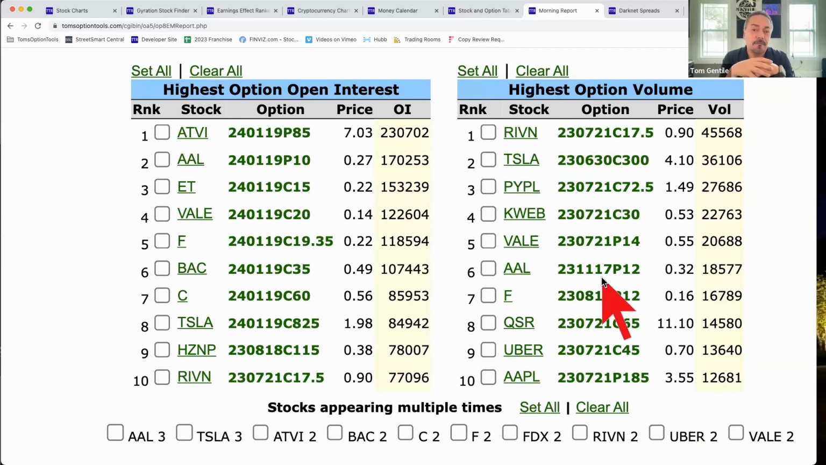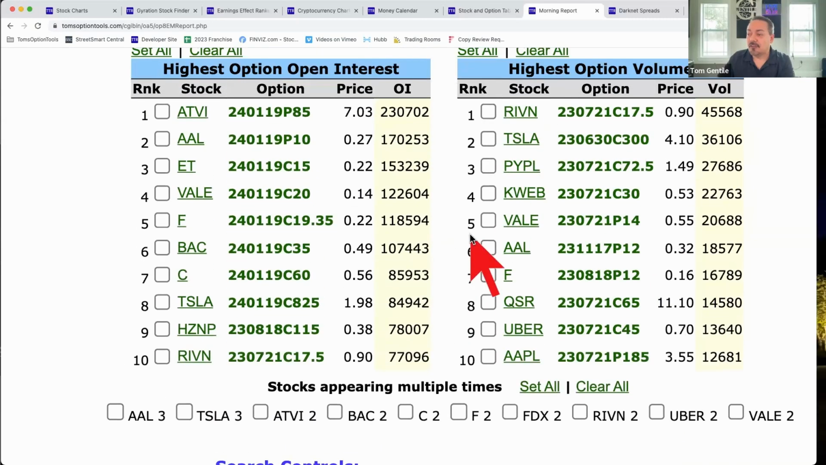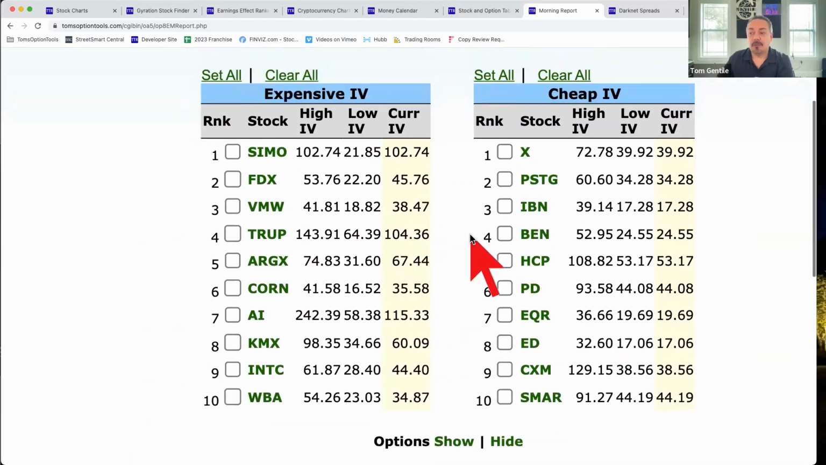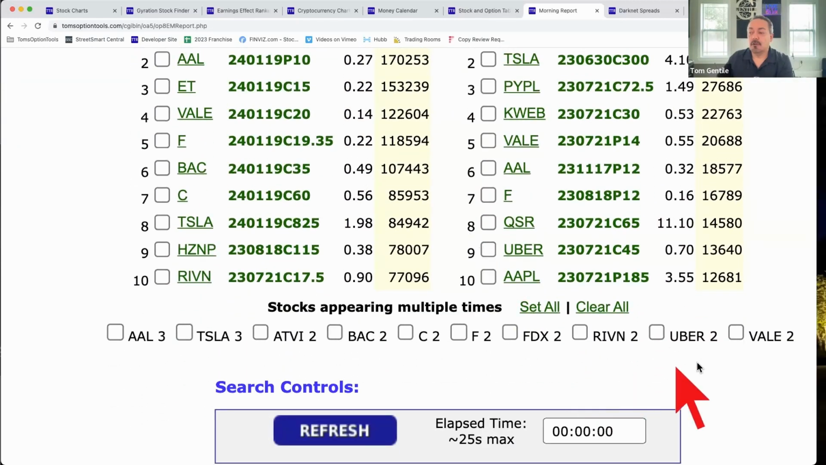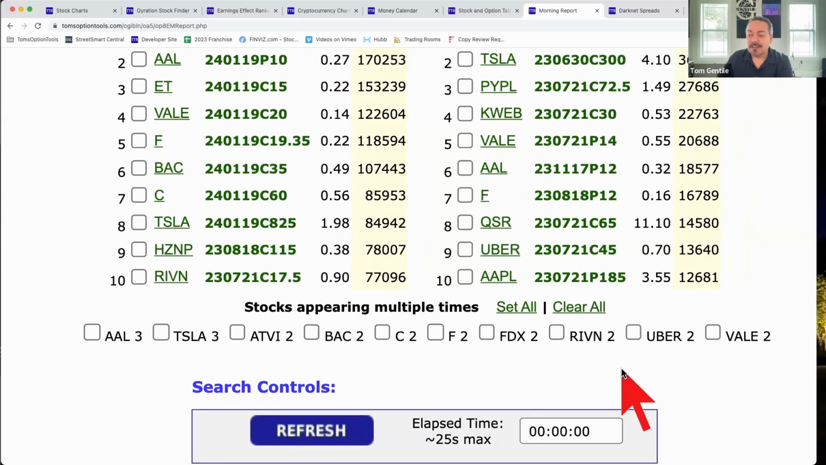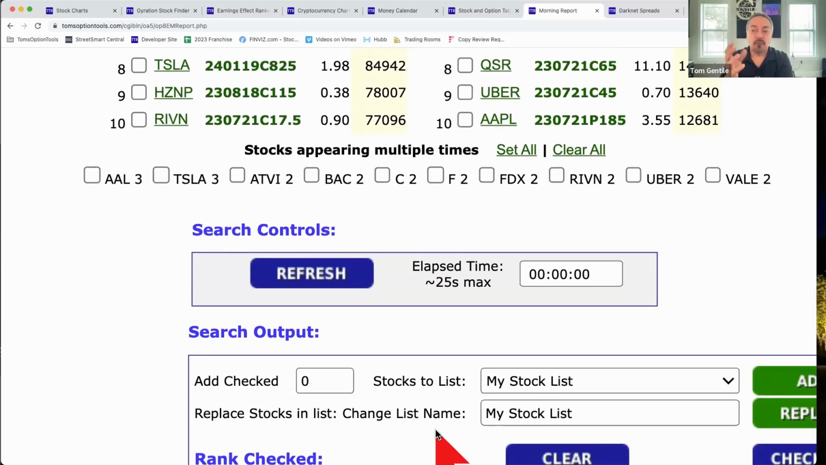Now, you could probably find some of these in different software, but you know what we do? We also have the ability to look at what stocks appear multiple times. As you can see, American Airlines and Tesla are in 3 of these 6 lists. That might be something interesting to take a look at, okay? And we have the ability not only to take these, but we can click on these, put them in a stock list, and then re-rank them.